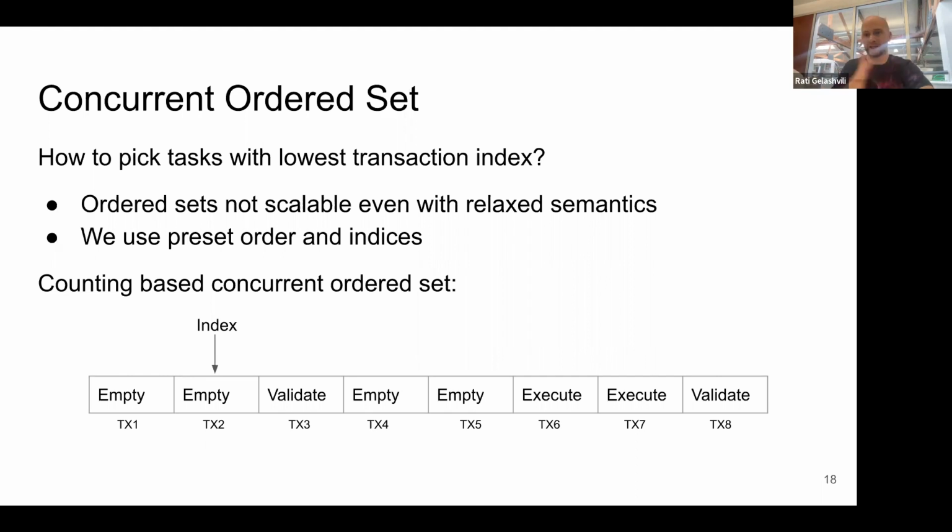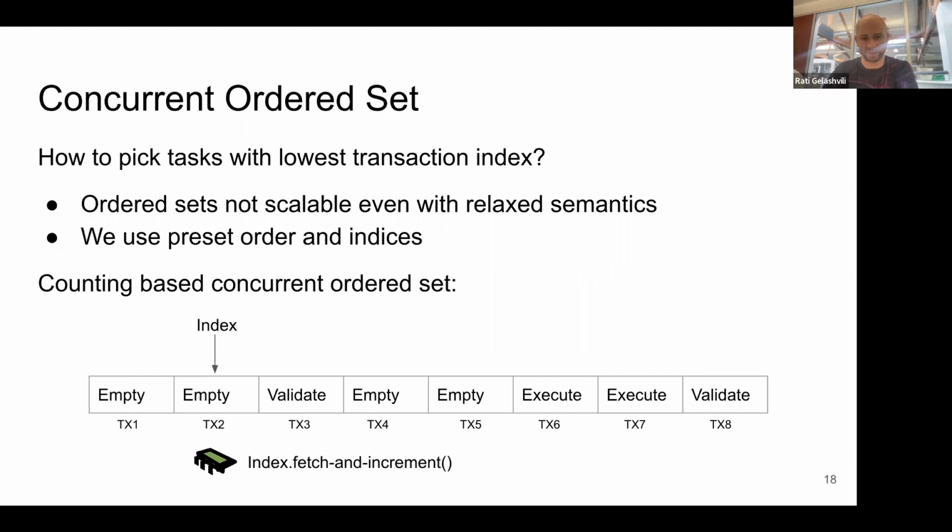Like we can order, let's say if a block contains 1,000 transactions, we have indices from 0 to 999, right? So what we do is we just associate status with each index, and we basically do traversals. So we just have this active index, and we see whether at this index there is a task. So let's say here, for transaction 2, there is no task.